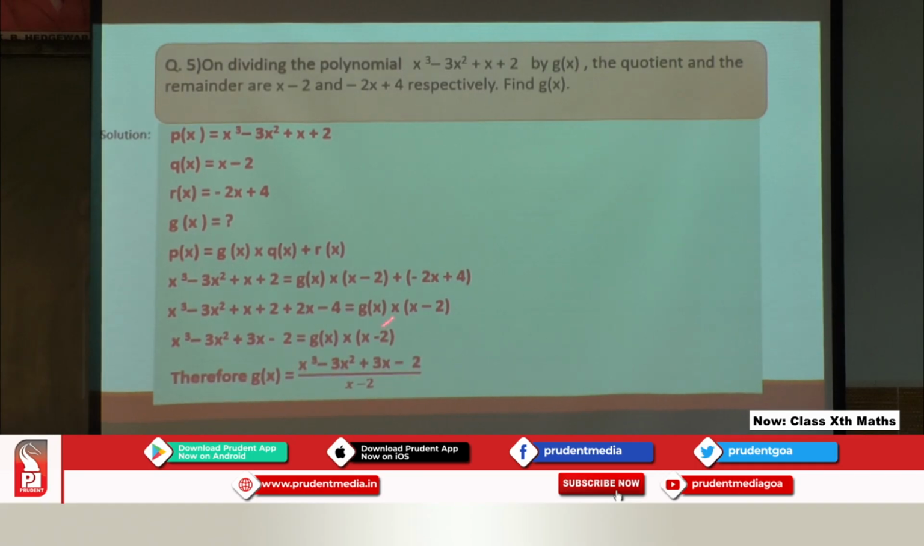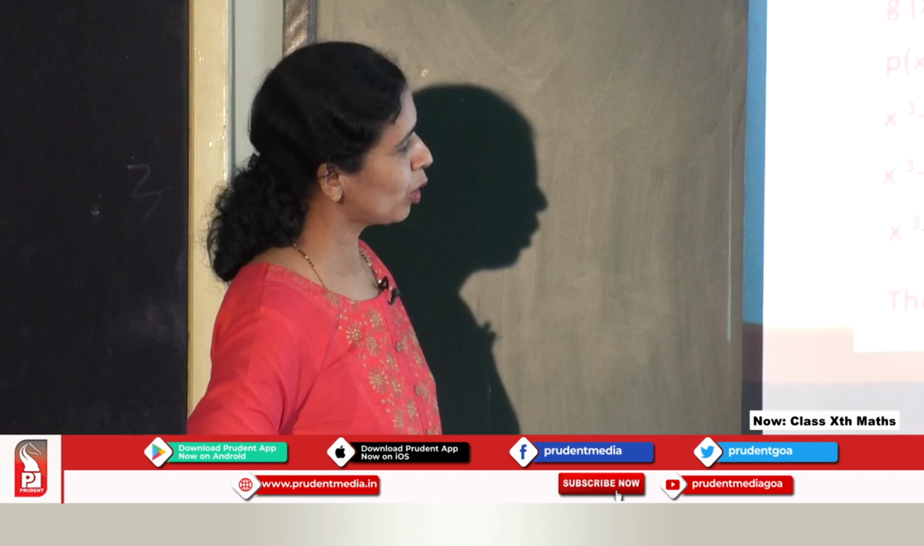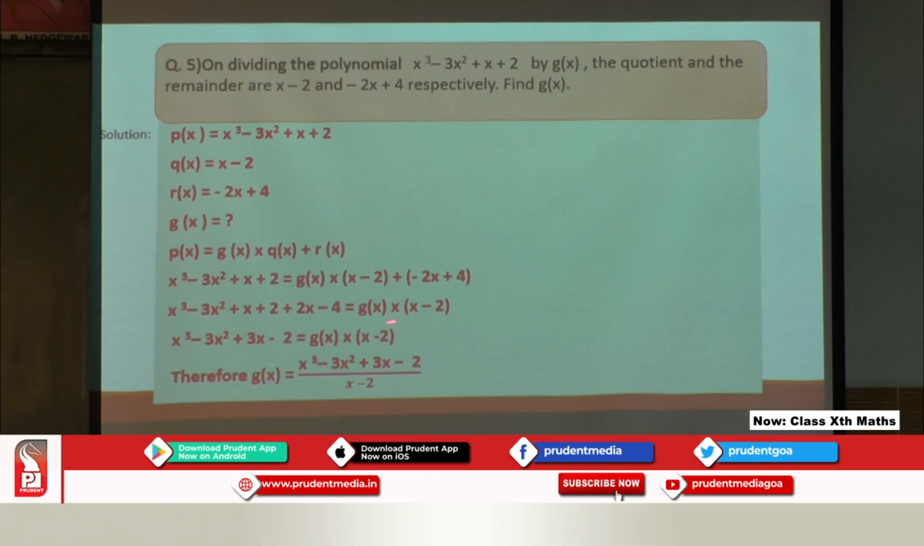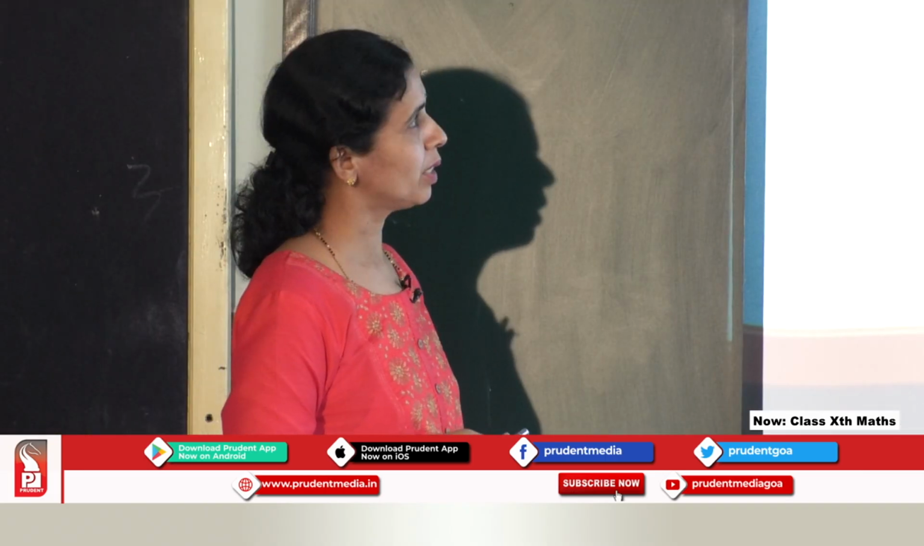Now, here the question asked that you should find out g of x, therefore, g of x is equal to, we should find out the value of this. So, I carried this x minus 2 to the left side, that means x cube minus 3x square plus 3x minus 2 upon x minus 2. The next step we should divide x cube minus 3x square plus 3x minus 2 by x minus 2. Now, let us see how to divide this.